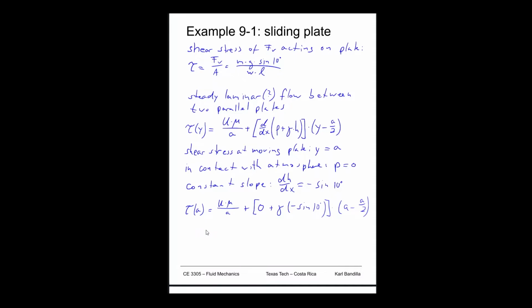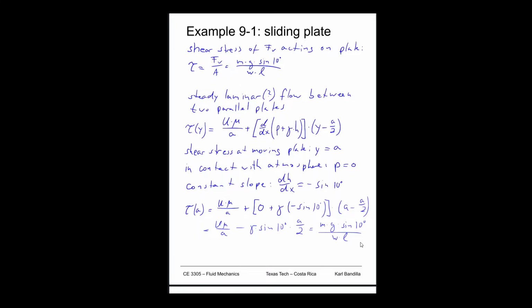That means we can simplify, right? We can say it as U times mu divided by A. The zero we can leave out, that gives us a minus gamma times sine 10 degrees times a over 2. Now we already found out that our tau also has to be equal to what we got from our free body diagram, so we can say that is equal to m times g times sine 10 degrees divided by W times L. And that is what we find.